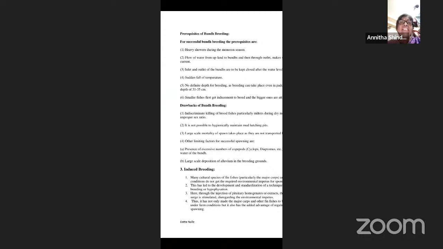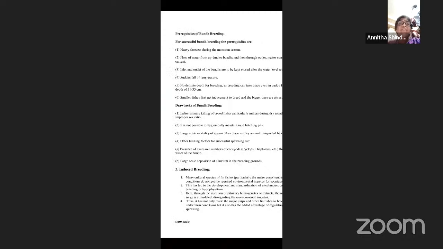Okay. The next is sudden fall of temperature. Sudden fall of temperature should be there, and no definite depth for breeding, as breeding can take place even in paddy fields having a depth of 31 to 35 centimeter. And here smaller fishes first get inducement to breed and then the bigger ones are attracted later. So these should be there, then only you'll have a successful bund breeding.